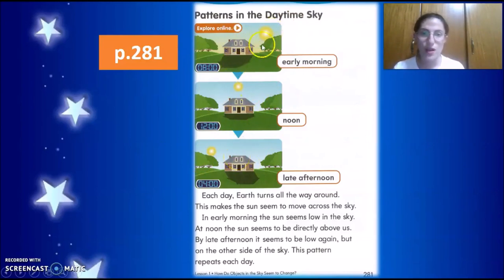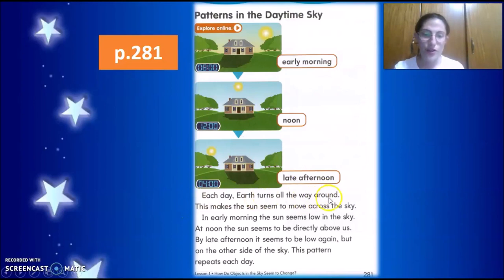What is changing other than the sun's position in these three pictures? Excellent, the shadows. So in the first picture, we could spot that the shadow is leaning toward the left side. In the second picture, we could see that the shadow is directly beneath the house. And then in the third picture, we could spot that the shadow is leaning towards the right side. So let's read together to show what's happening during the day. Early in the morning, then during the noontime, then during the late afternoon.